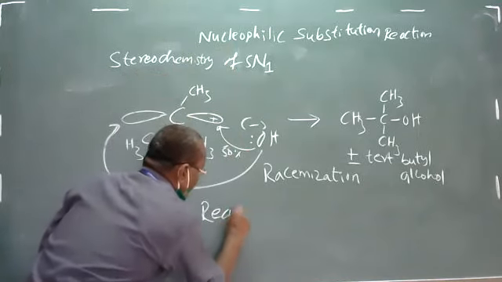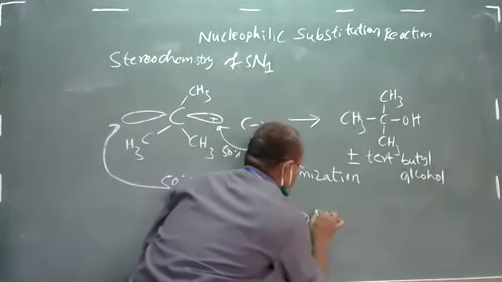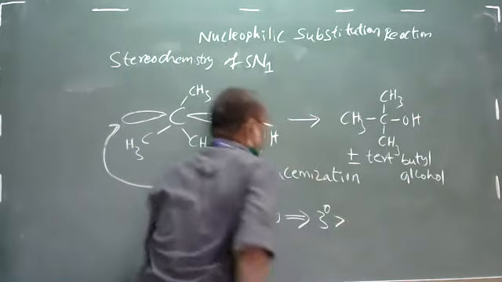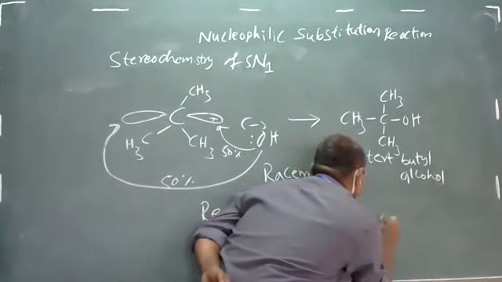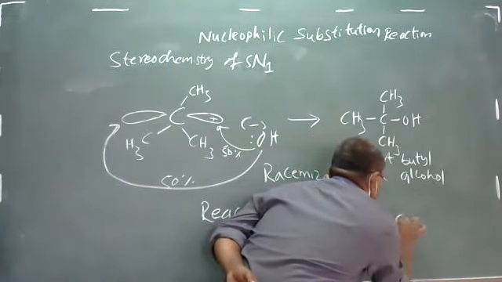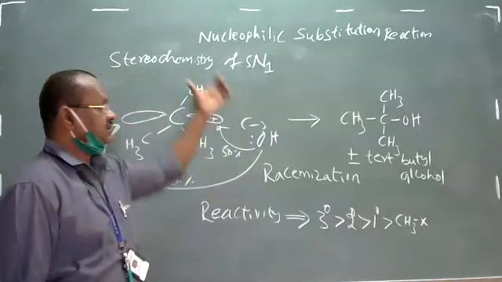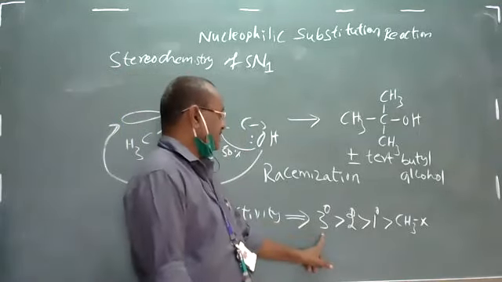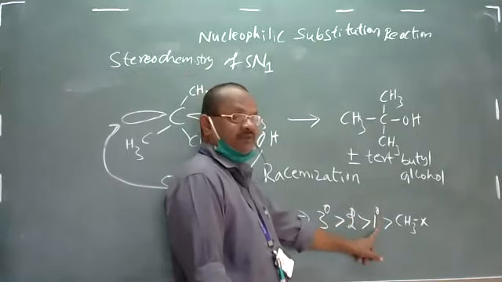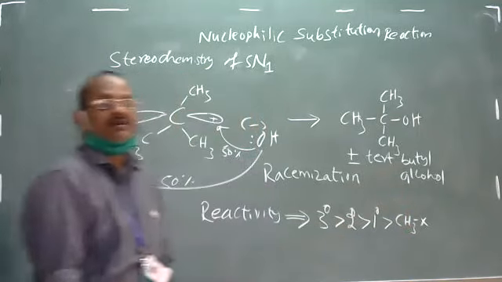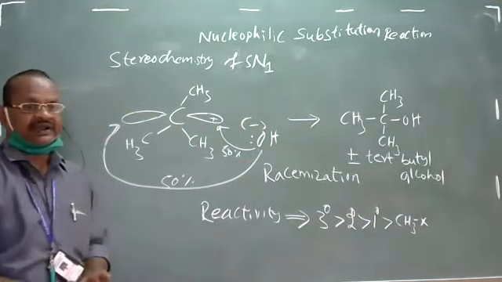Coming to the last point, which is reactivity. In case of reactivity, the order goes like this: tertiary alkyl halide reacts faster than secondary. Secondary alkyl halide reacts faster than primary. Primary will react faster than methyl halide. This is the reactivity for this SN1 reaction. Tertiary is going to react faster than secondary alkyl halide, and secondary alkyl halide is going to react faster than primary. Primary is going to react faster than methyl halide. This is the reactivity involved in SN1 reaction.